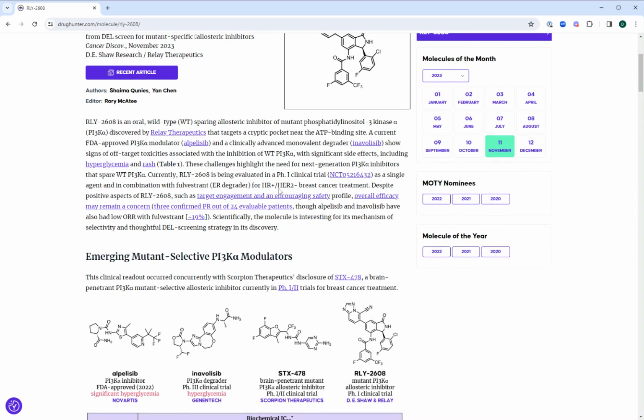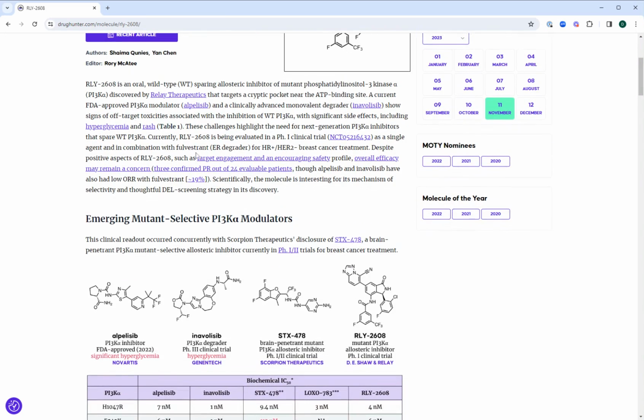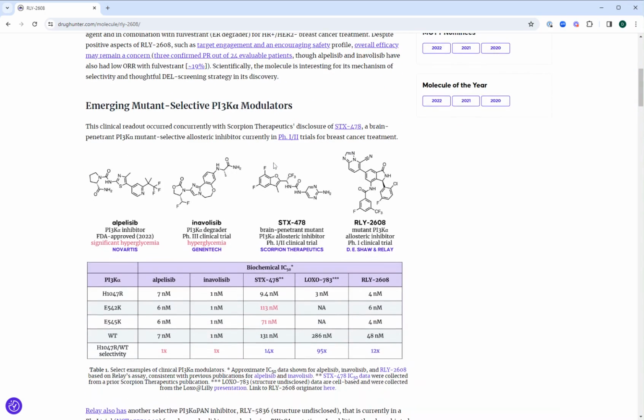We'll talk about what this is tested for in clinical studies. So here, for HR positive and HER2 negative breast cancer, in combination as well as a single agent. Currently, the efficacy profile remains to be seen, whether or not the efficacy is superior. It looks like it's on par with alpelisib and inavolisib, but the target engagement that is seen in human and the safety profile is really encouraging.